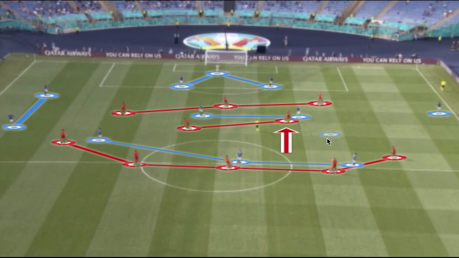And what Italy did really well in this match was using vertical rotations and vertical interchanges, changing the height and depth of their players, especially these five players, between the Wales' defensive structure, and by varying their positioning, this gave them a lot of fluidity.